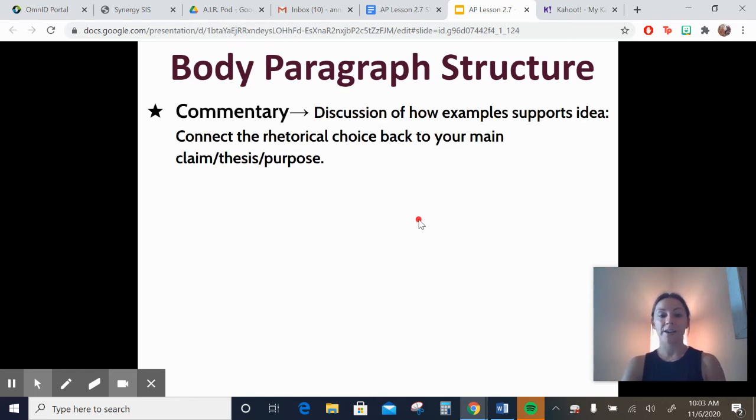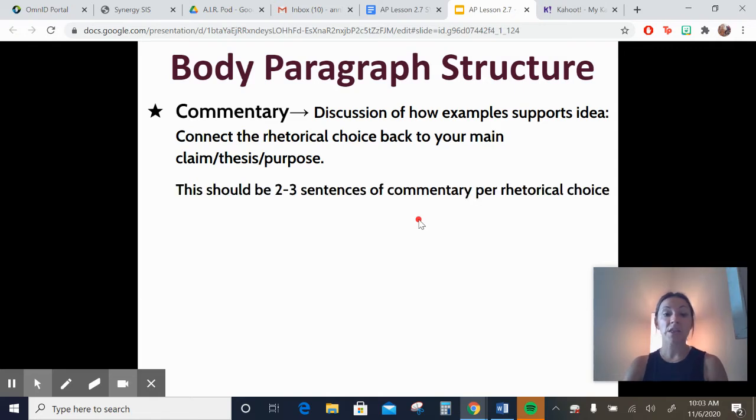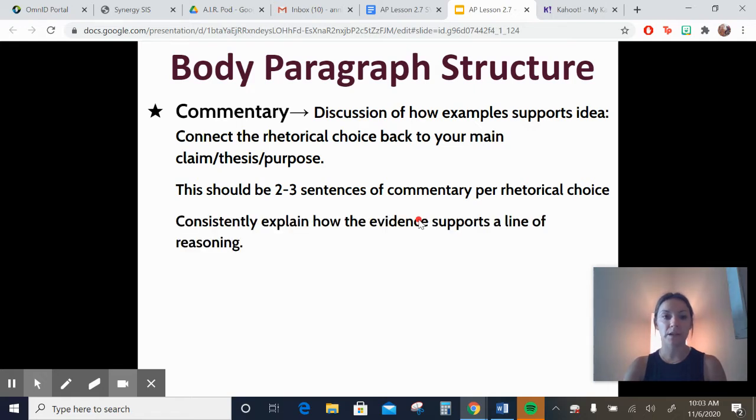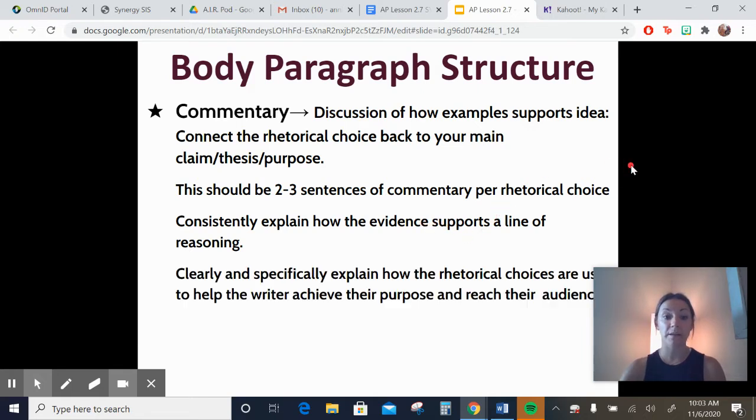Finally, you have commentary. So this is a discussion of how examples support your ideas. You want to connect the rhetorical choice back to your main claim, your thesis, your purpose. This should be 2 to 3 sentences of commentary per rhetorical choice. You want to consistently explain how the evidence supports your line of reasoning or it supports your claims.